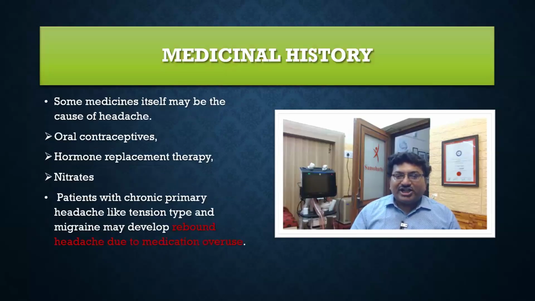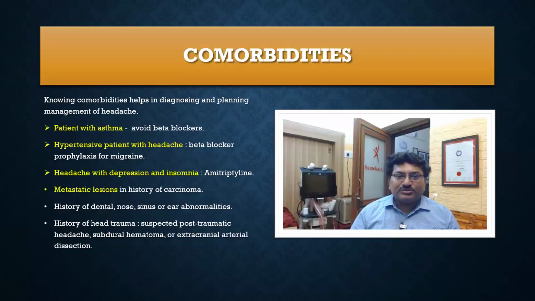Now coming to the medication history, sometimes there are certain medications that can increase the headache, especially for migraine, like oral contraceptives, hormone replacement therapy, nitrates. So basically, they can actually increase the headache. Patients with a chronic primary headache like tension type headache and migraine may develop a rebound headache, or a headache due to medication overuse. Okay, that is also possible.